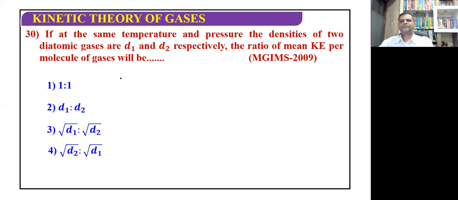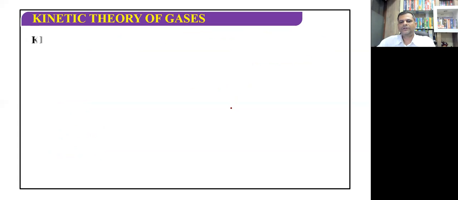If at the same temperature and pressure, the densities of two diatomic gases are D1 and D2 respectively, then the ratio of mean kinetic energy per molecule of the gas will be? Okay. What is the formula for mean kinetic energy per molecule? It is 3/2 kT. Correct? It depends only on the temperature, right? And it's already given that the temperature is the same. Since it is the same temperature, we can conclude that the ratio of kinetic energy per molecule will be 1:1 only.